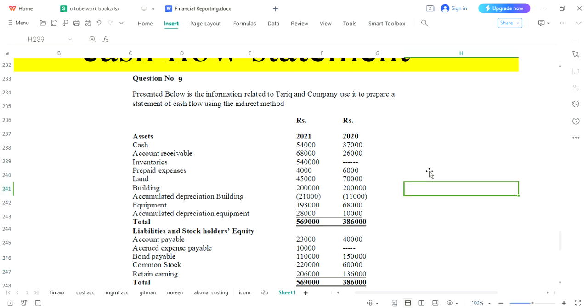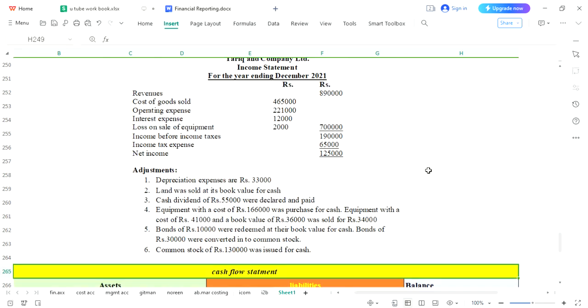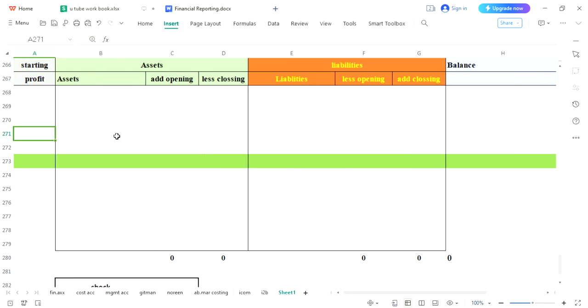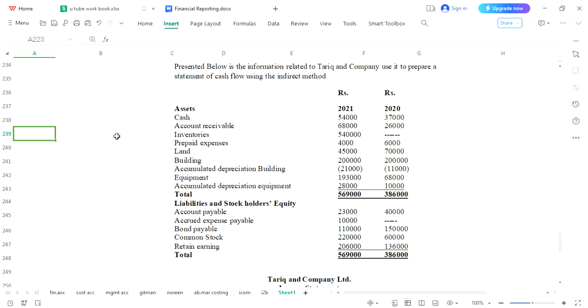As usual, we have been given several assets and liabilities over here. At the same time, first time you can see that the whole income statement is also provided in the question. Few adjustments are present, but our proforma will not be altered. We will be using it as it is, as we were doing in our previous questions. So let's start our question.